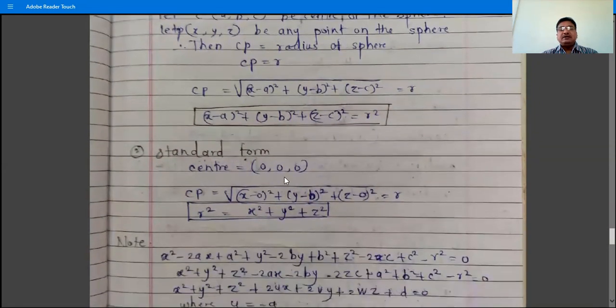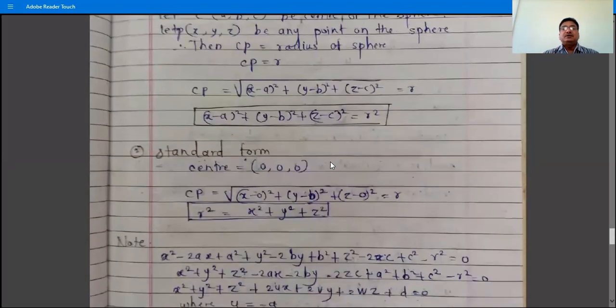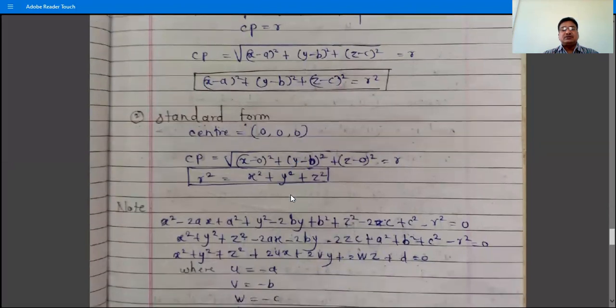Obviously, if the center is (0, 0, 0), then what is the equation of the sphere? CP is what? (x minus 0) whole square plus (y minus 0) whole square plus (z minus 0) whole square is equal to r square. Means x square plus y square plus z square is equal to r square. That is, substitute a, b, c as 0. So this is the equation of the sphere in standard form, that is, whose center is (0, 0, 0).